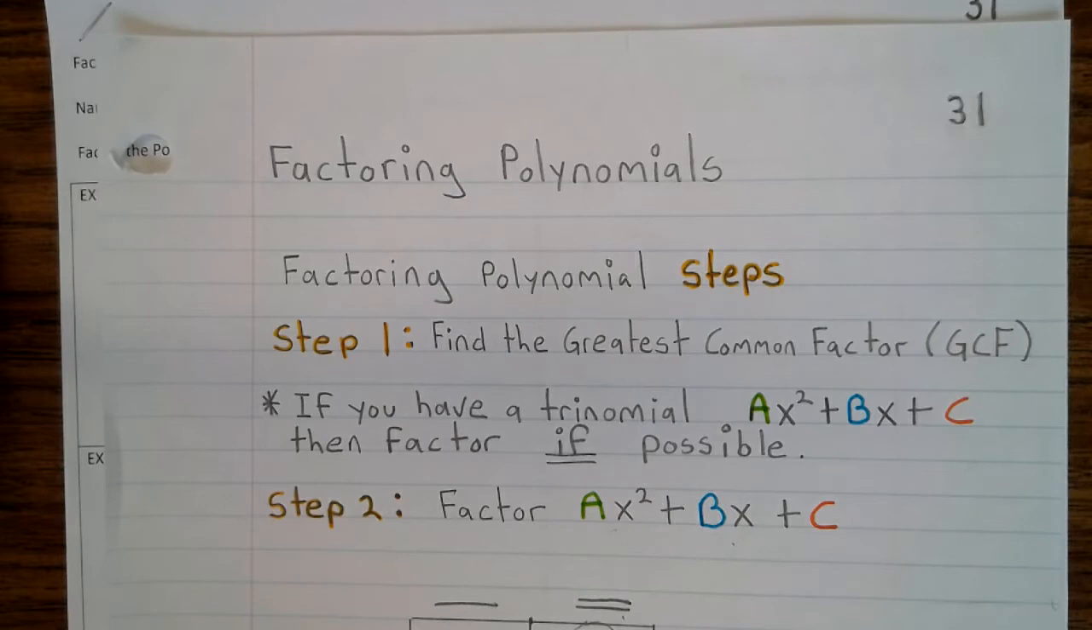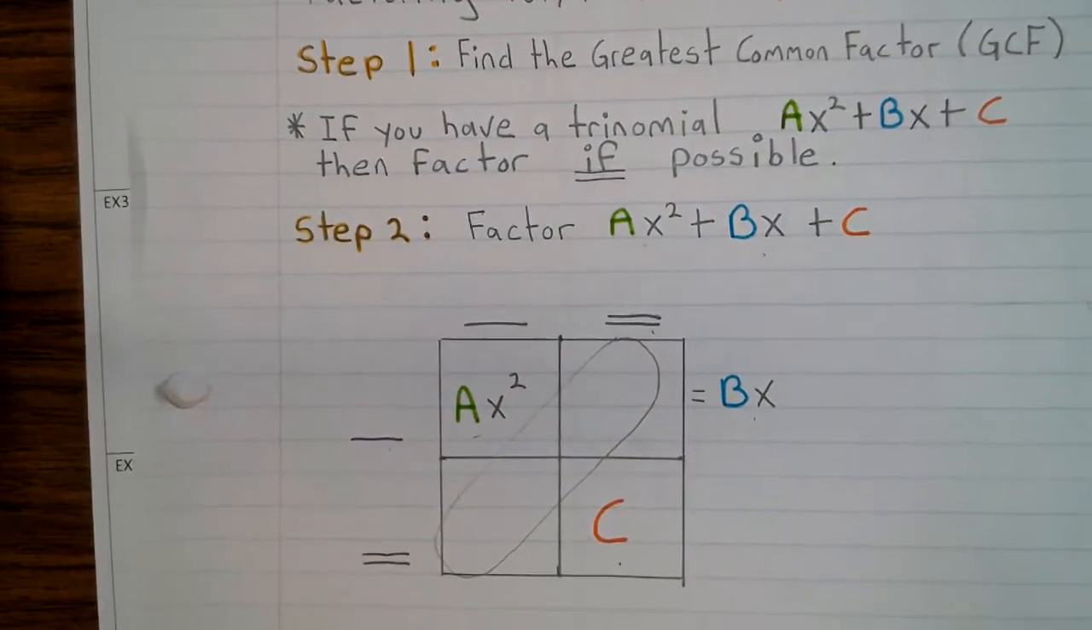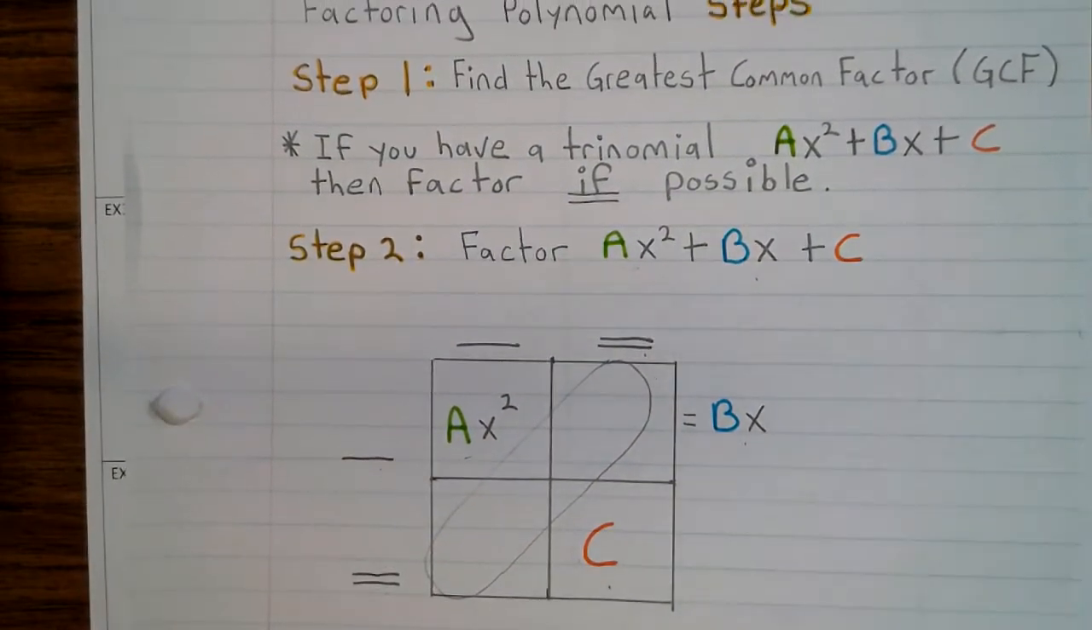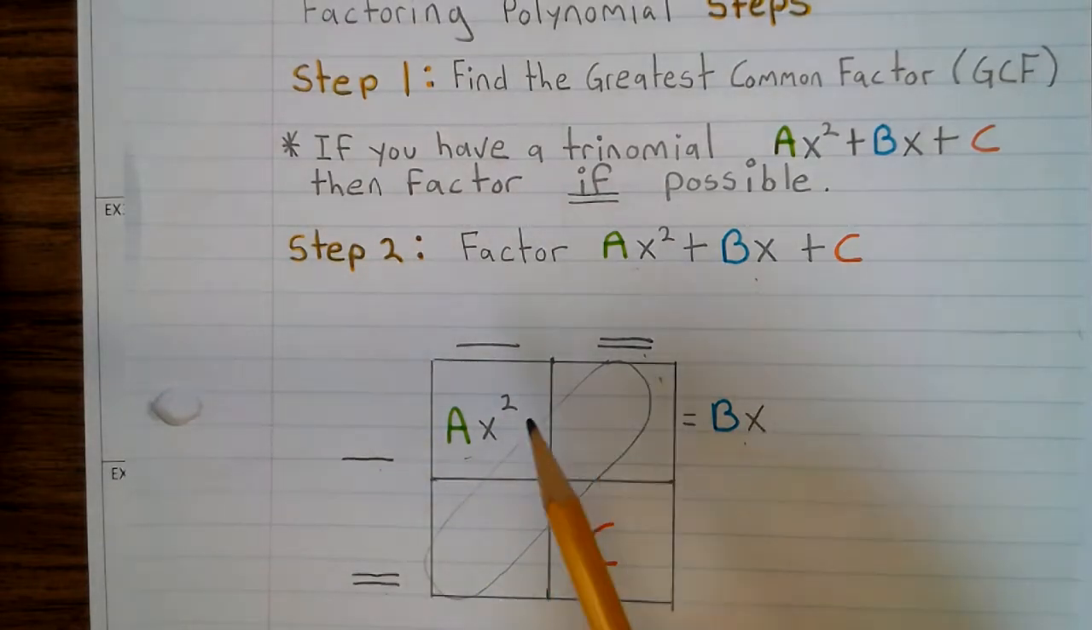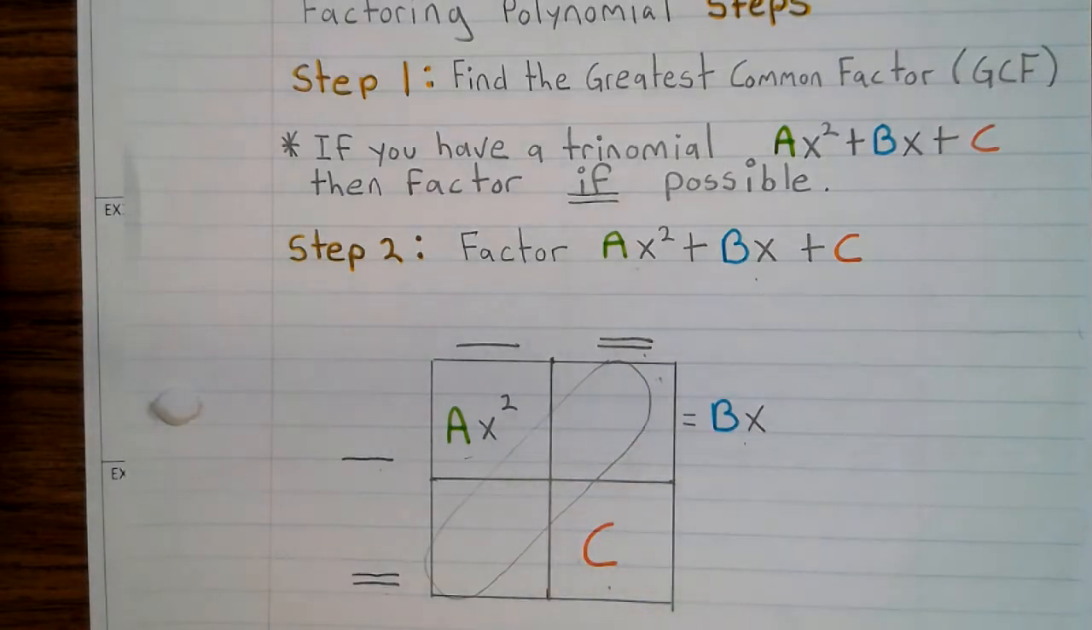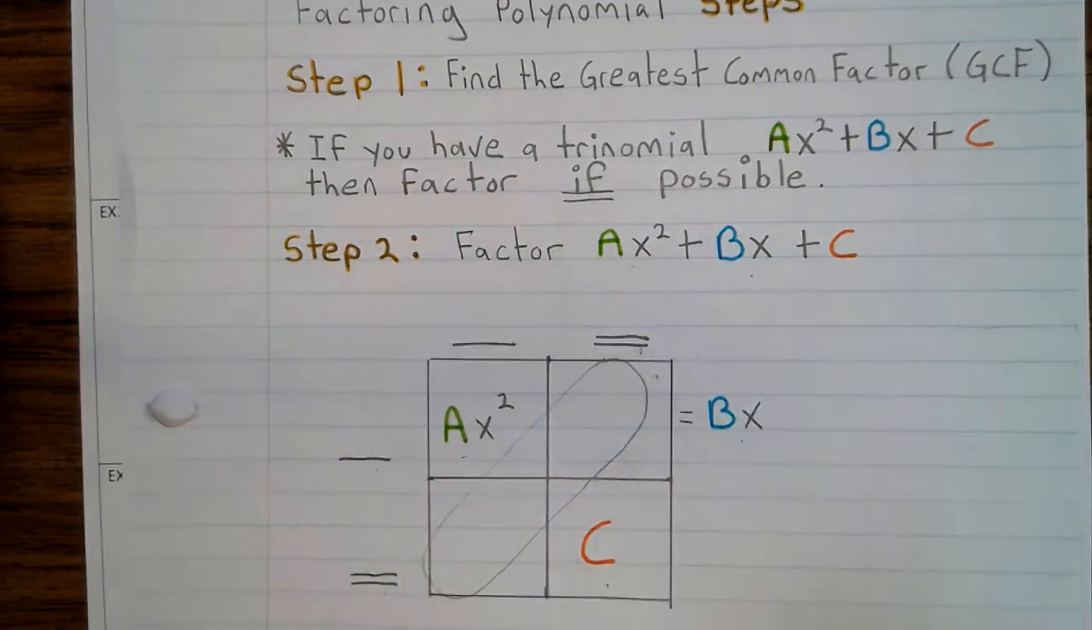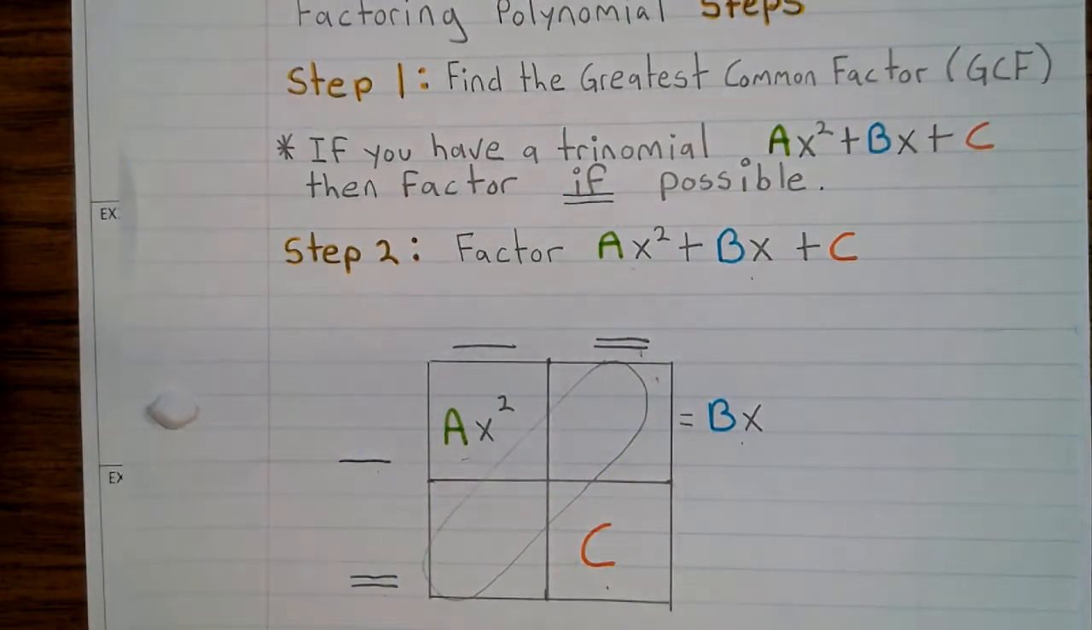Factoring polynomial steps. Step 1, find the greatest common factor, or GCF. A little note, if you have a trinomial ax squared plus bx plus c, then factor if possible, and that would be step 2. Factor ax squared plus bx plus c. And to do that, we're going to do what's called the reverse box method. You've multiplied using the box method before, but we're going to factor using the reverse box method, so it's working backwards, finding out what's inside makes the outside, and then I'll explain that in more detail in the examples. So if you would, update your notes.